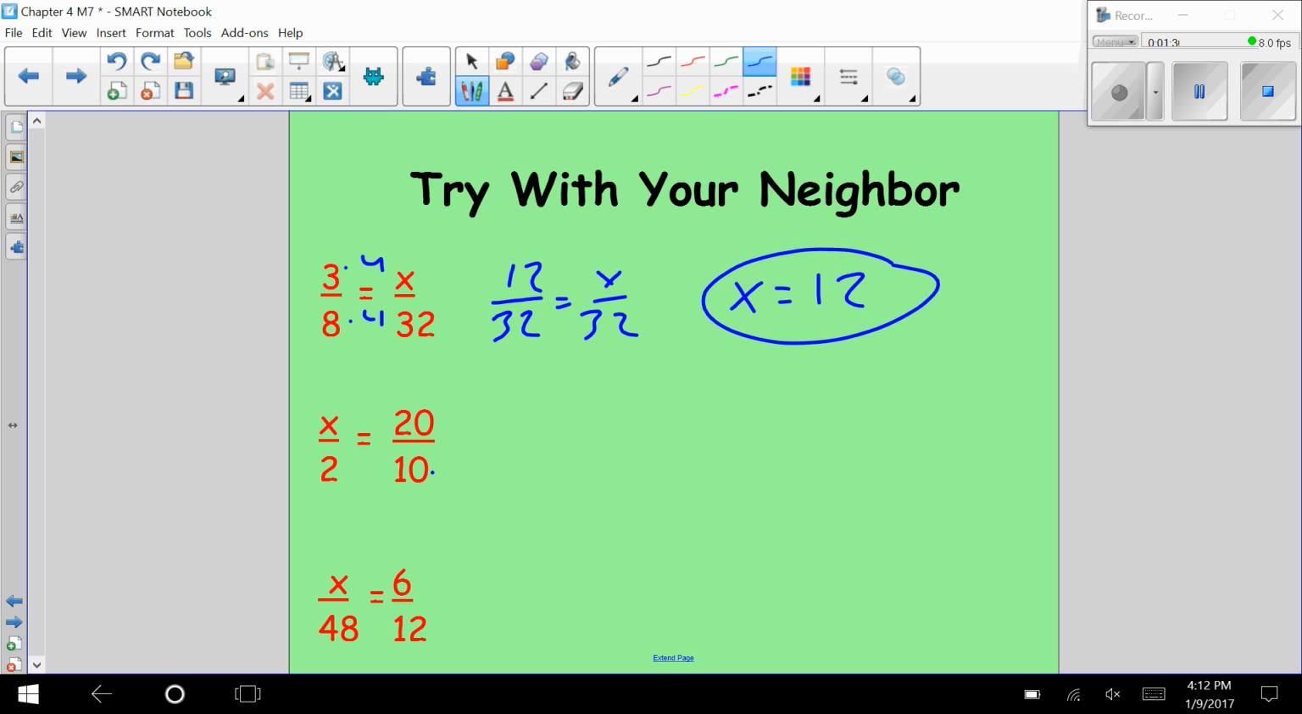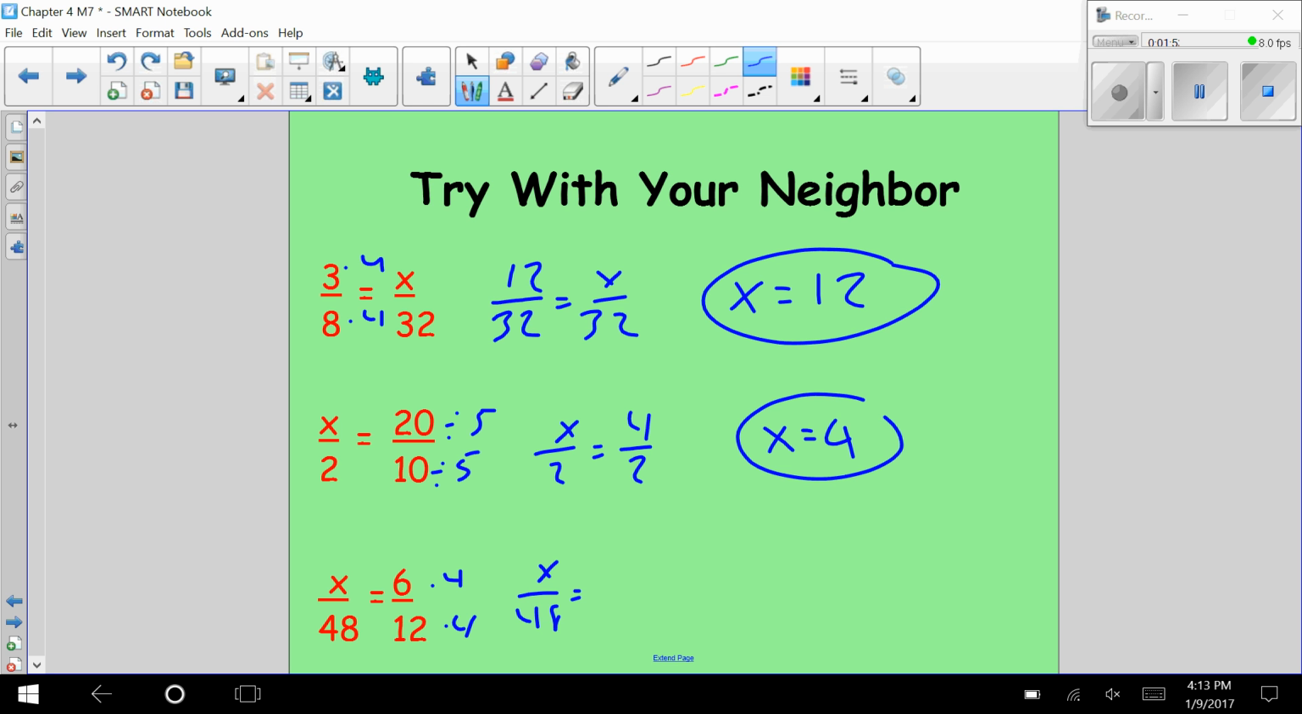For the second one, I'm going to divide both by 5. So I get x over 2 equals 4 over 2, which means x must equal 4. And for the third one, I want to multiply by 4. So I get x over 48 equals 24 over 48. Oops, 48. So x must equal 24. All right, that is one method for solving proportions.